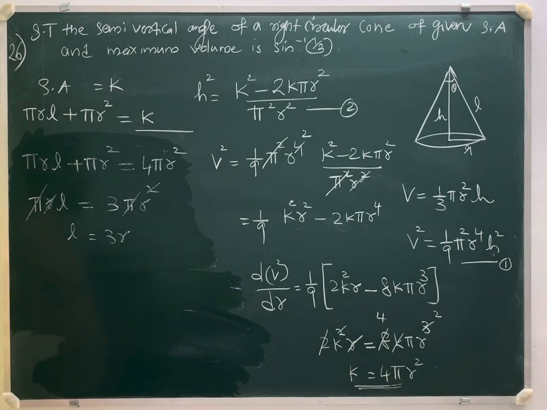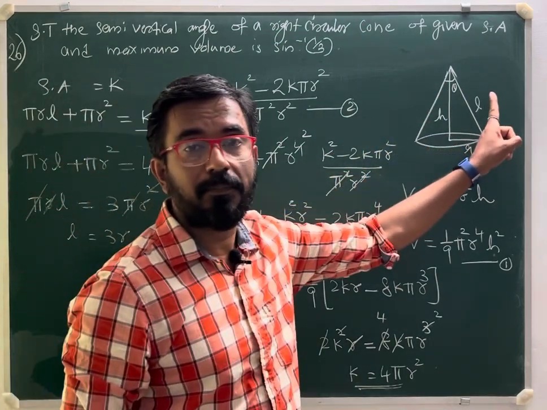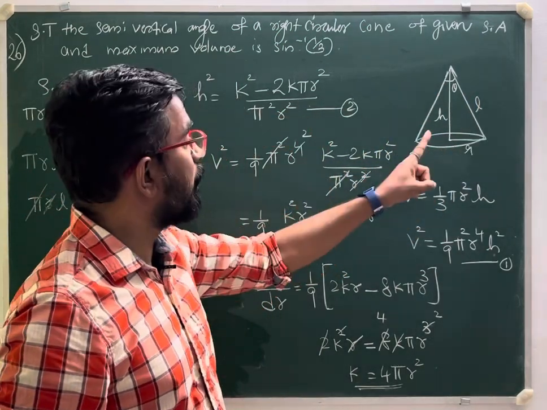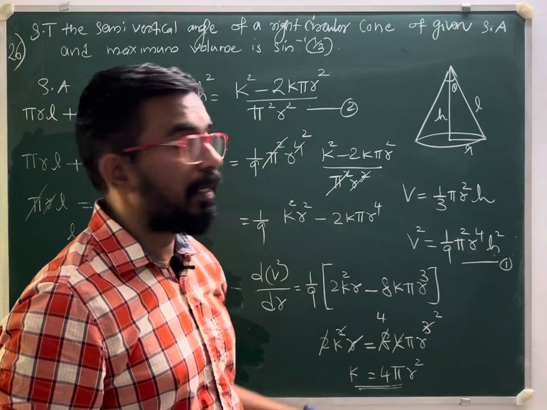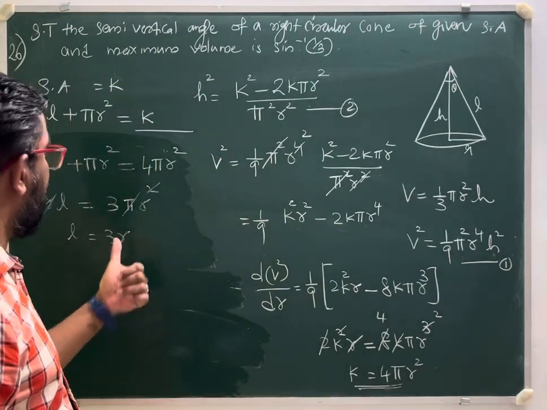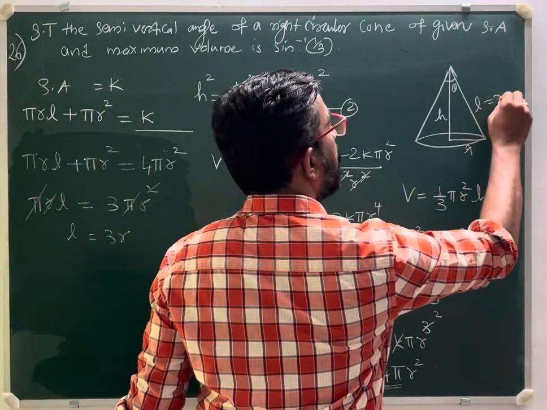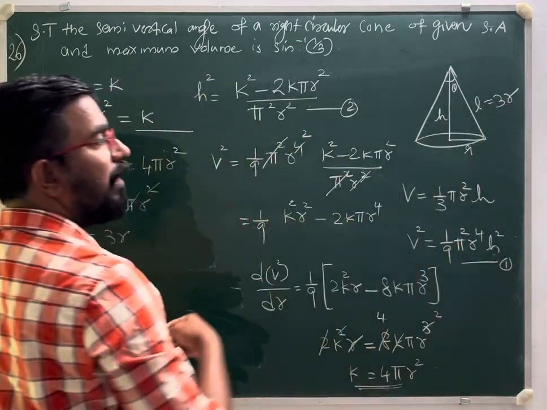Now L is 3r. Let us come back to the figure. What is the figure? This is the figure. In this figure, in the place of L, I will put 3r, because I proved L is 3r.